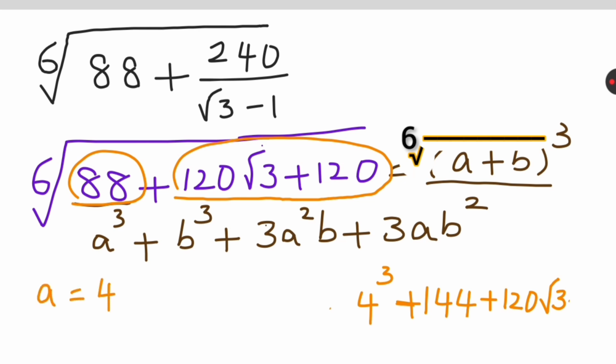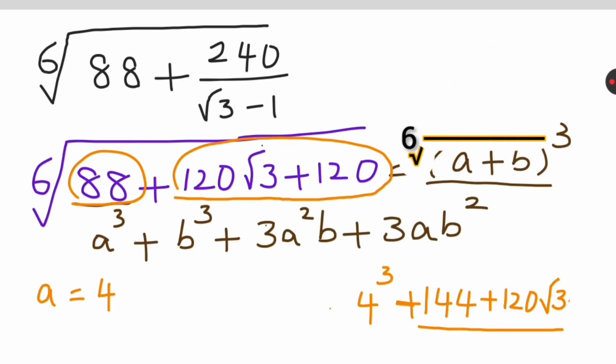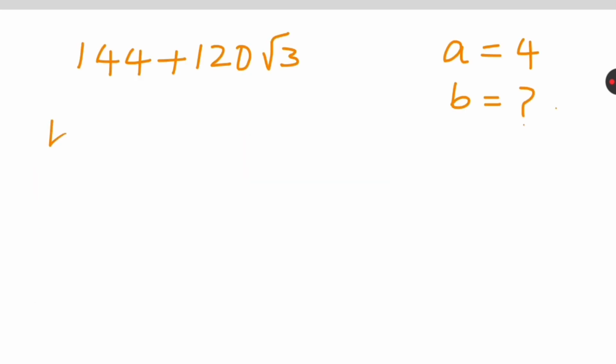Now we need to find the b value. What we have is 144 plus 120 root 3. Let's take that: 144 plus 120 root 3. We decided a as 4. We need to find the b value. And what is left? We found a cube. Still we need to find these 3 terms, which are b cube plus 3a square b plus 3ab square.